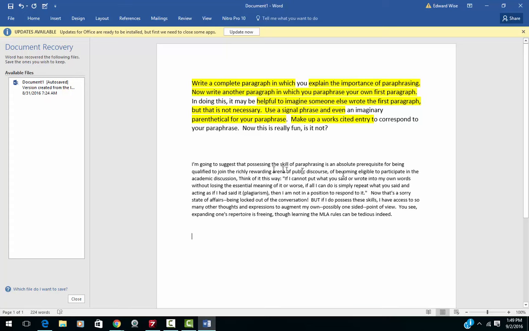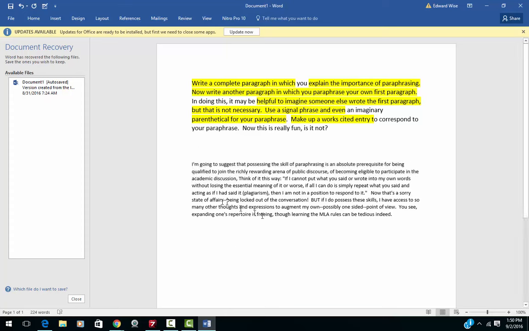Okay? So, according to Professor Wise, let's take this: the skill of paraphrasing is an absolute prerequisite for being qualified to join the richly rewarding arena of public discourse, becoming eligible to participate in the academic discussion. Now, when I'm going to change that wording, let's just take, for example: paraphrasing is essential for several key reasons. One of which is that joining in conversations of a public nature may be difficult, if not impossible, without being able to put the original into one's own words. Okay, so there's a rough paraphrase of one of the key points.